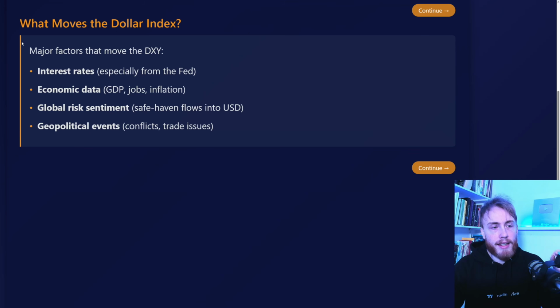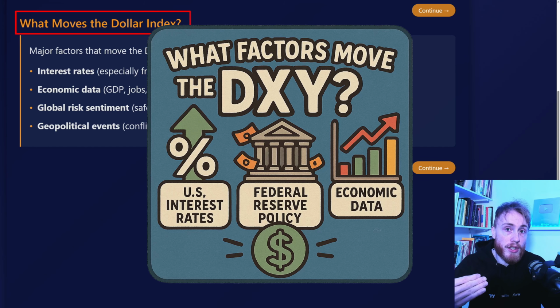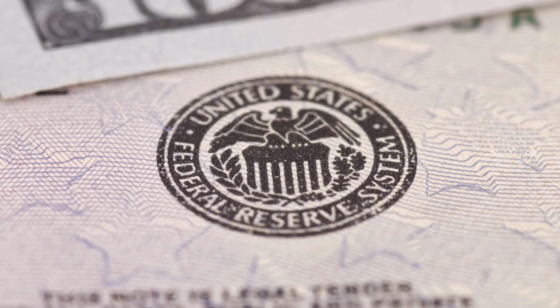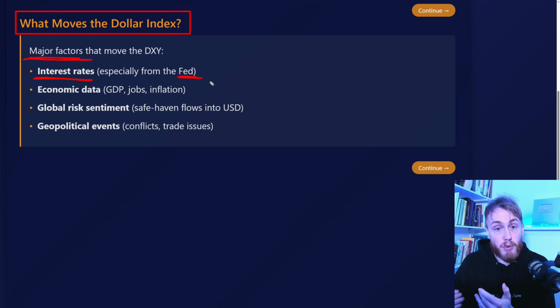But right, so now, and this is very important, what are the factors that move the US dollar or move the DXY? Well, some of the major factors that move the DXY include interest rates. And here we are specifically talking about interest rates from the Federal Reserve, because of course the Fed, if you didn't know, is the central bank of the US. So the decisions of the US central bank will of course have the most impact on the US dollar.